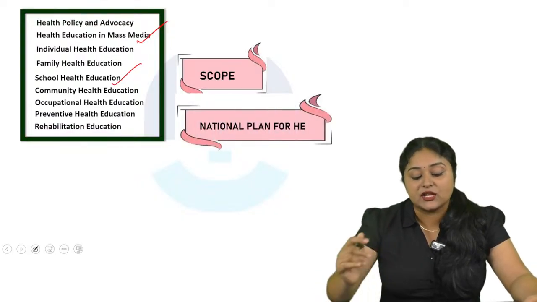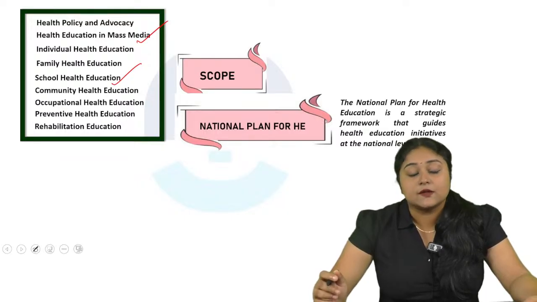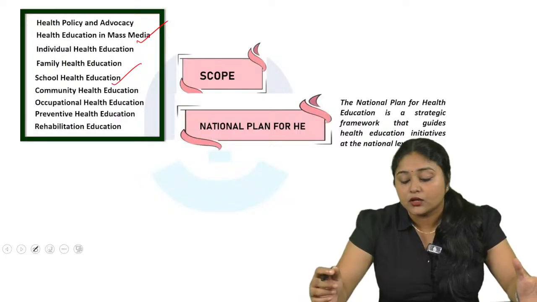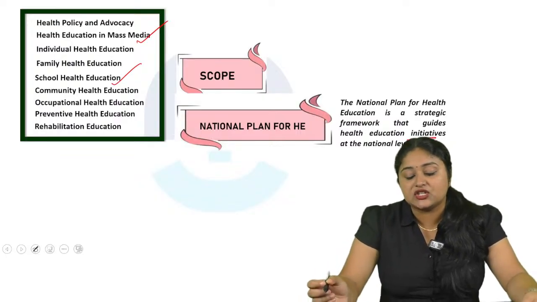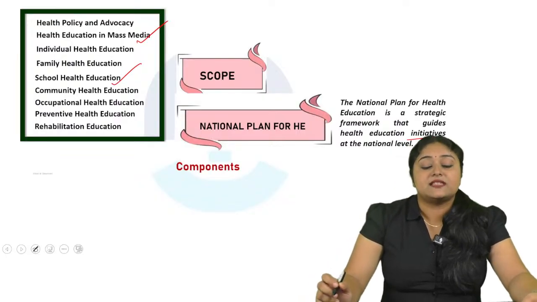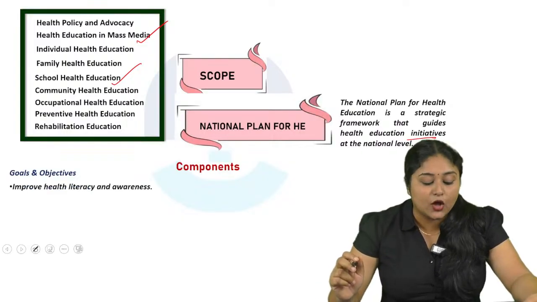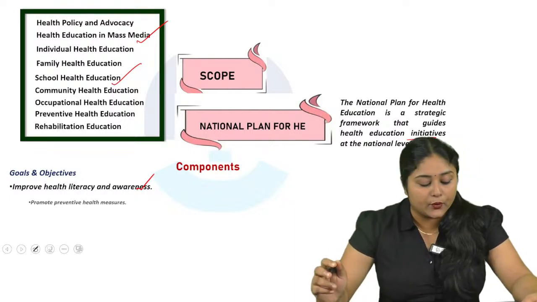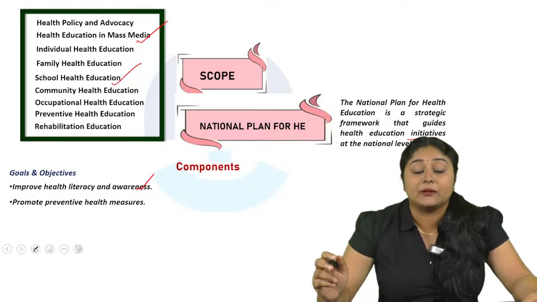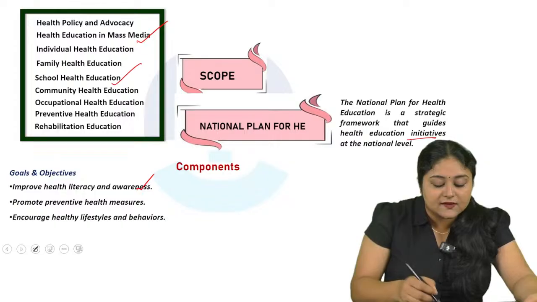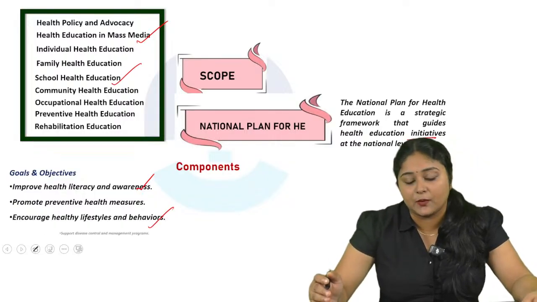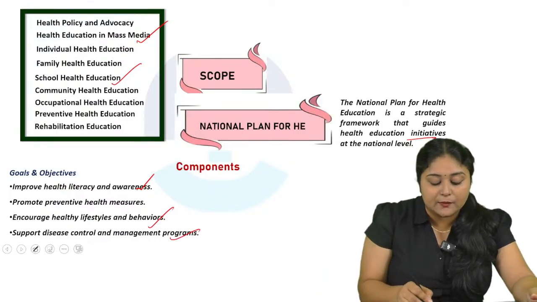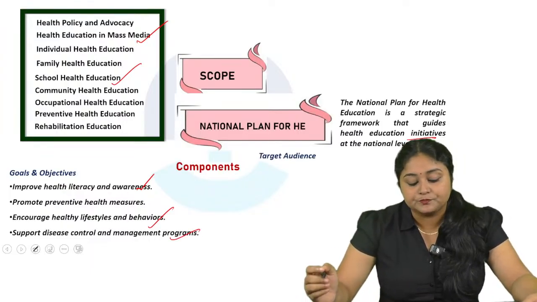Now come to the national plan for health education. So mainly there is the national plan of health education. It's a very strategic framework which guides the health education initiatives at the national level. So see the components. First is the goals and objectives. Under this: improve health literacy and awareness, promote preventive health measures, encourage a healthy lifestyle as well as behavior for the community people, and support disease control, treatment as well as the management of the health programs.